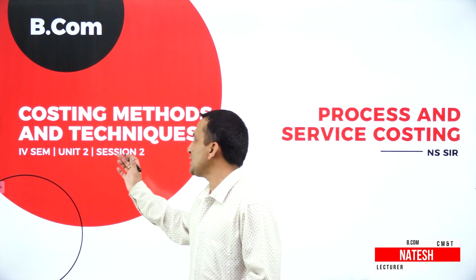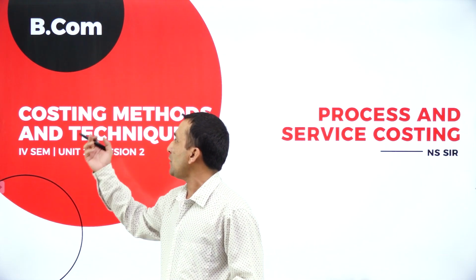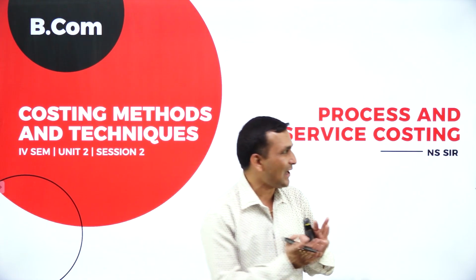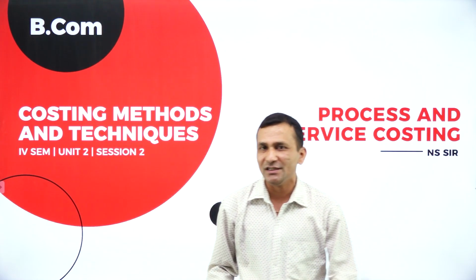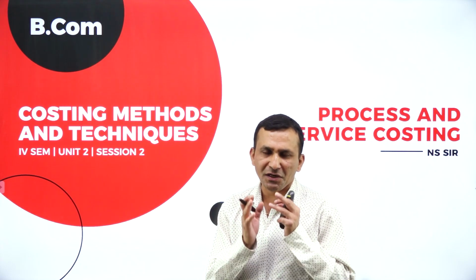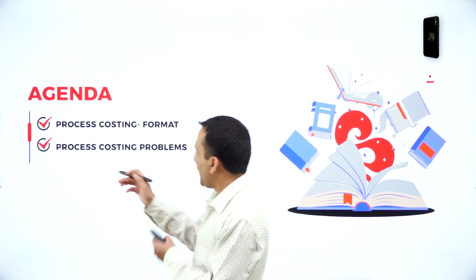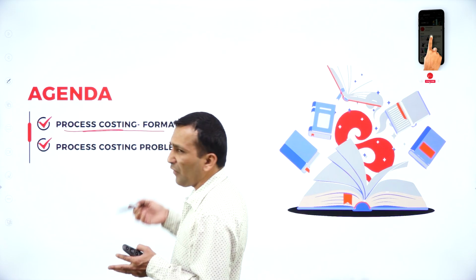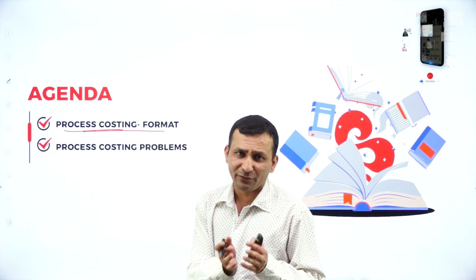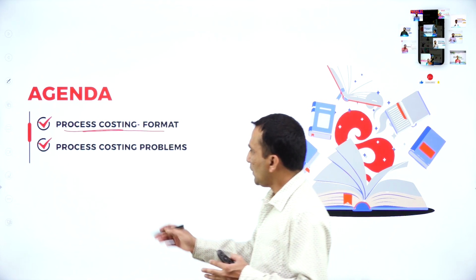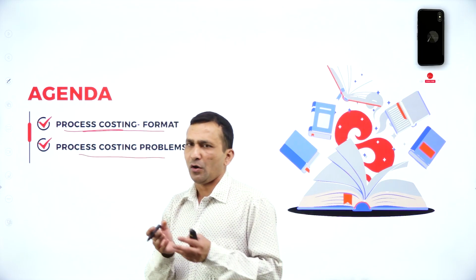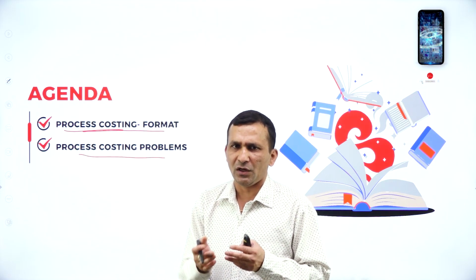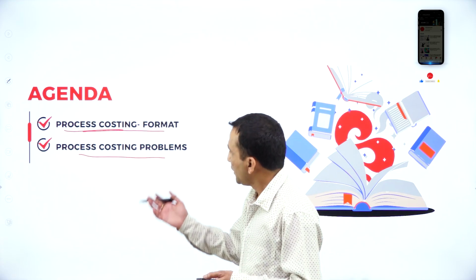We are in Unit 2, Session 2, 4th semester BCom, Costing Methods and Techniques. The chapter name is Process and Service Costing. The last session was completely theory, and today my agenda is the process costing format. You will get more clarity on the process costing format, and if we solve a few process costing problems practically together, you will get more clarity.